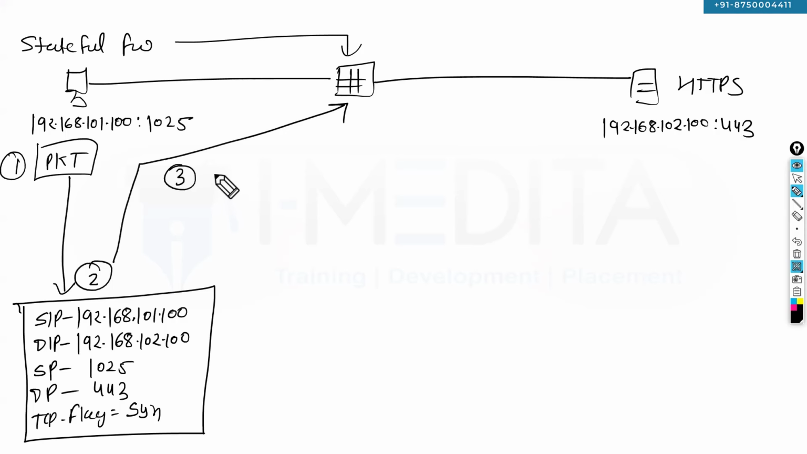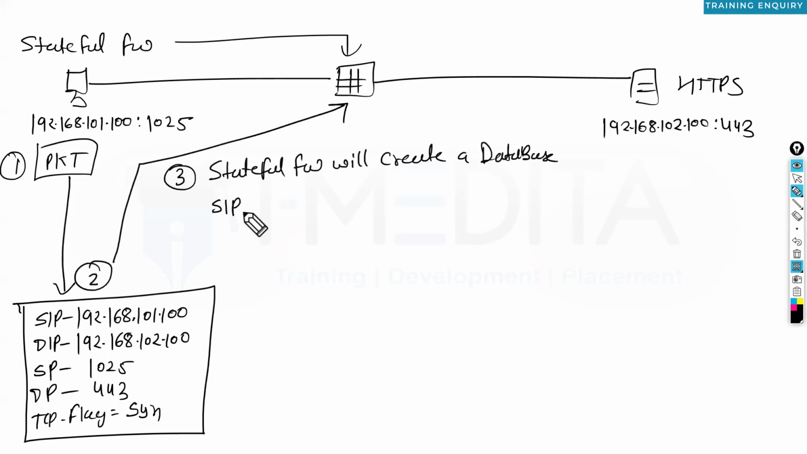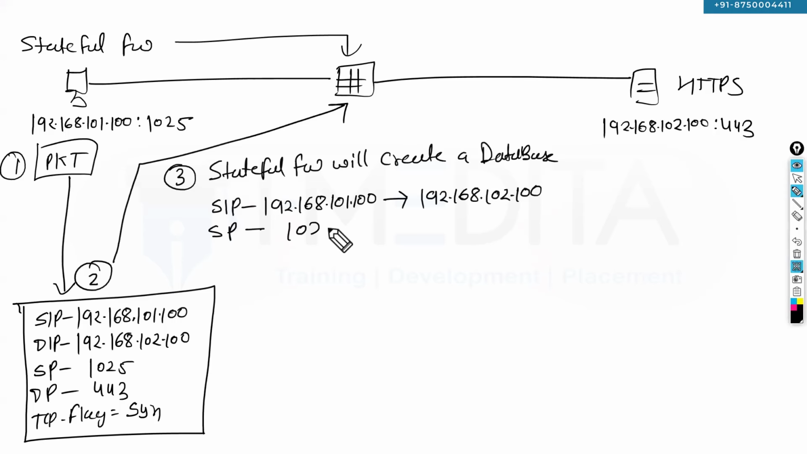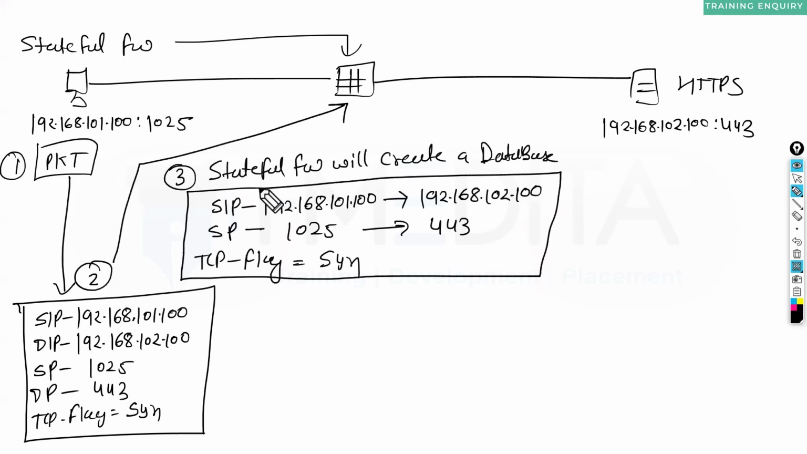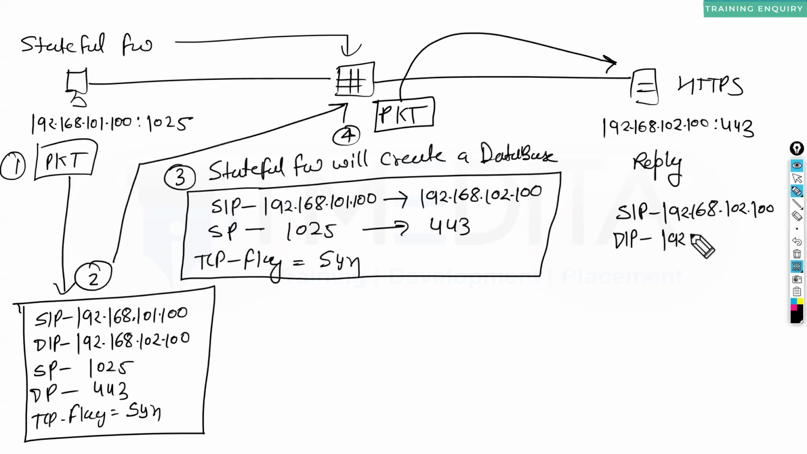In third step, this firewall, or we can say stateful firewall, will create a database like who is coming: source IP 192.168.101.100 is going to 192.168.102.100. Source port 1025 is going to 443. TCP flag is SYN. Such kind of database will be created by stateful firewall. Then in fourth step, this packet will be forwarded to server. Now this server will give reply like source IP 192.168.102.100, then destination IP reversed, 192.168.101.100.